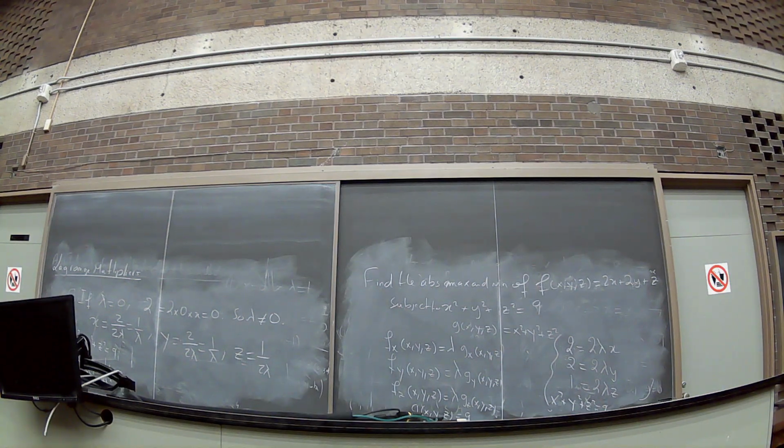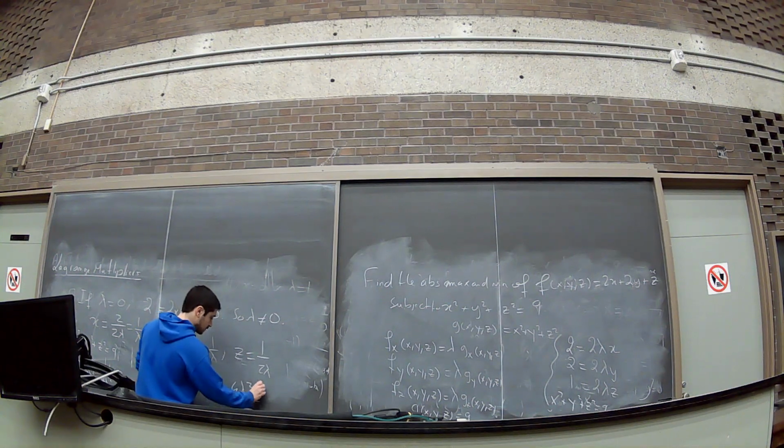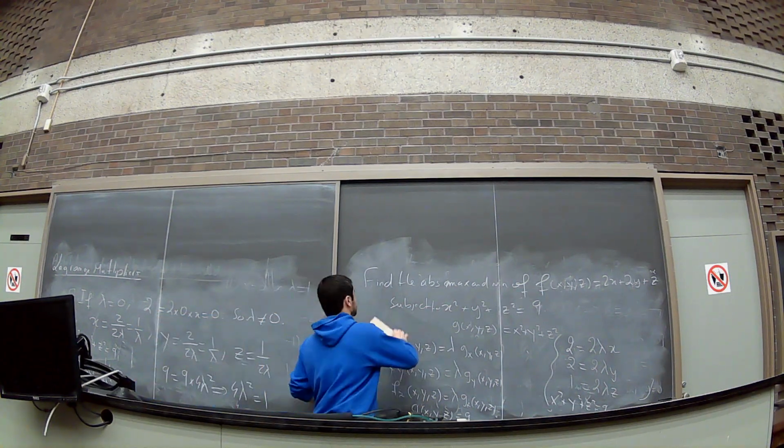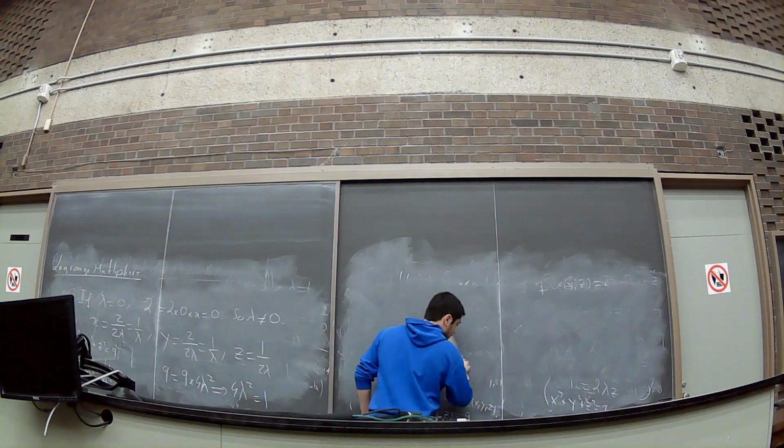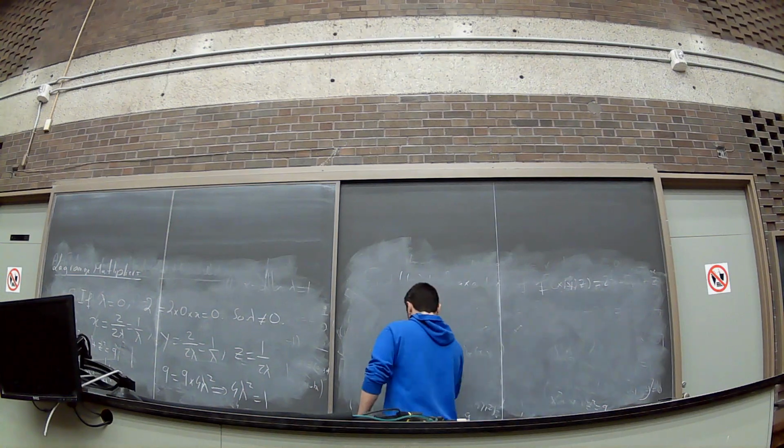Great. Let me multiply both sides by 4 lambda squared. What do I get? I get 8 plus 1, which is 9. 9 is equal to 9 times 4 lambda squared. So what is 4 lambda squared? Everybody? 4 lambda squared is equal to 1. So what can I say about lambda? It's plus or minus. Lambda is plus or minus what? 1/2, right?